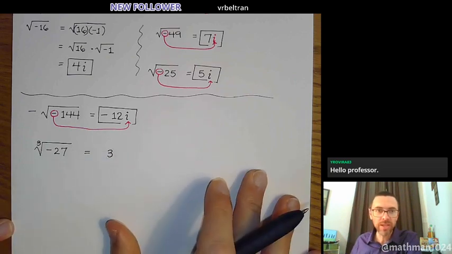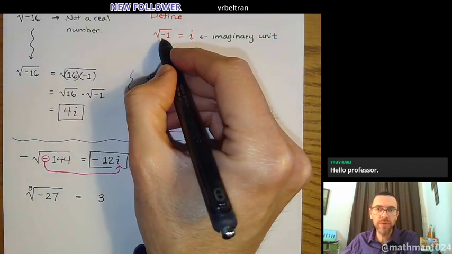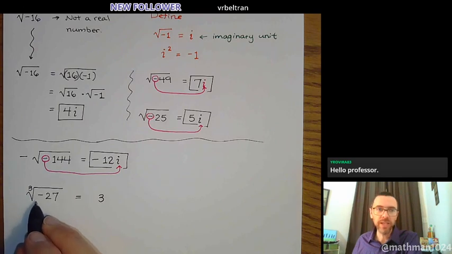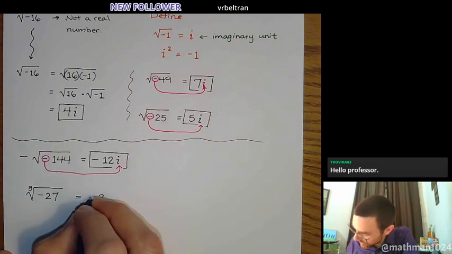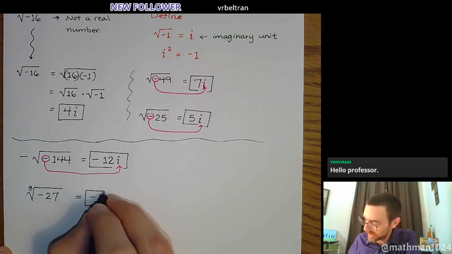The way that we defined i up above is that i is going to come from the square root of a negative number. But the cube root of a negative is something that I can do. And the cube root of a negative is a negative. So the answer is just negative 3.